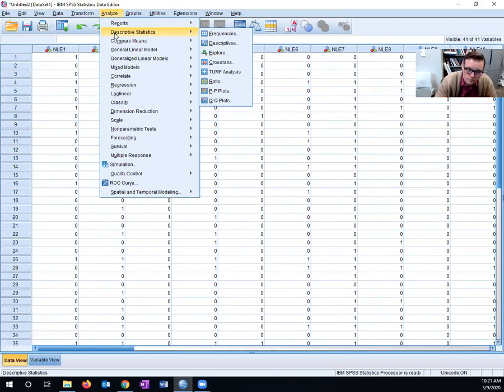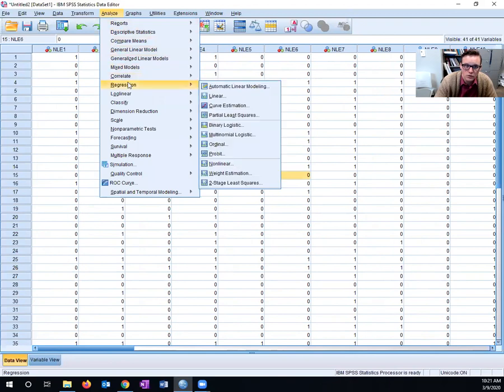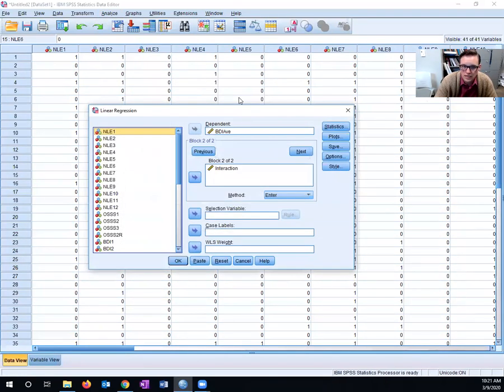Okay. All right. So we're going to run the simple linear regression. We're going to click Analyze, Regression, and we're going to come over and go to Linear. I'm going to click that. Now I've already populated some of these, so I'm just going to click Reset real quick.